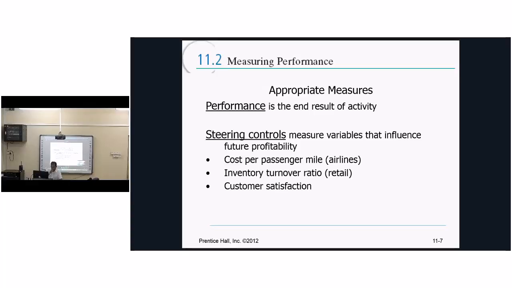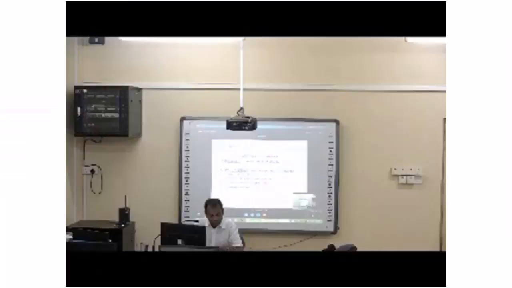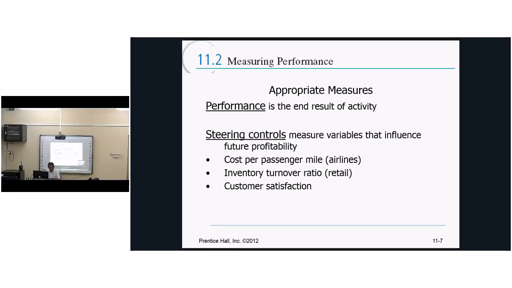Okay, so let's get back to appropriate measures. What needs to be measured at the very beginning, which is the first step of the evaluation control mechanism: determine what to measure. So basically you need to measure the performance, and performance is the end result of the activity you want to measure.